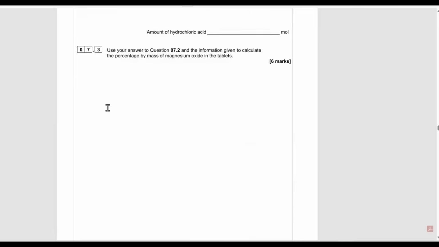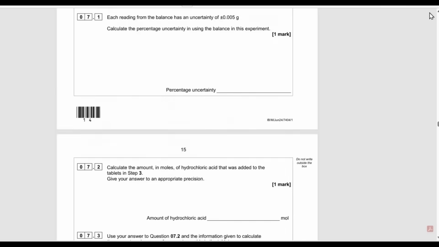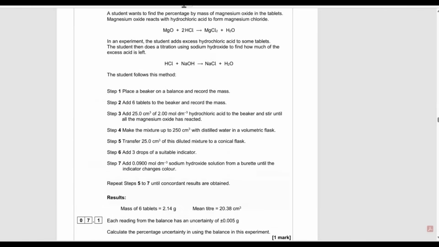Now we've got a big fat 6 marker. So make sure you pause the video and have a go and then watch my walkthrough. Use the answer to question 7.2, that's the 0.05 mole we just did, and the information given to calculate the percentage by mass of magnesium oxide in the tablets. We want to know how much MgO is in the tablets. I'm going to do the equation and the answer up here, not down below, because I've got the 2 equations here.